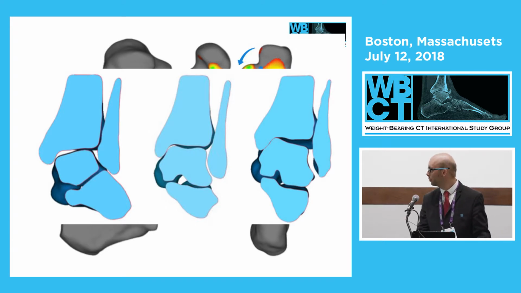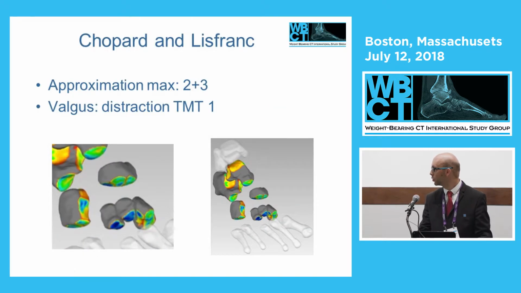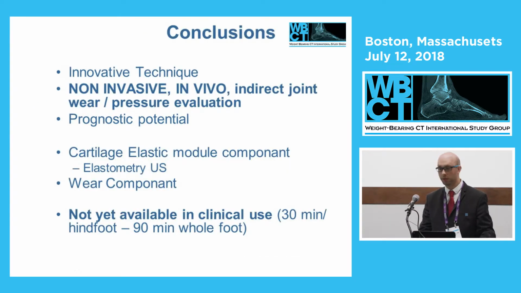This is just to illustrate incongruency of the joints. This is what happened in the Chopart and Lisfranc, and what we could also see in this configuration in valgus cases was a distraction, so an increase in the distance maps in the first cuneometatarsal joint. So that's also an indirect picture of first tarsometatarsal joint instability.